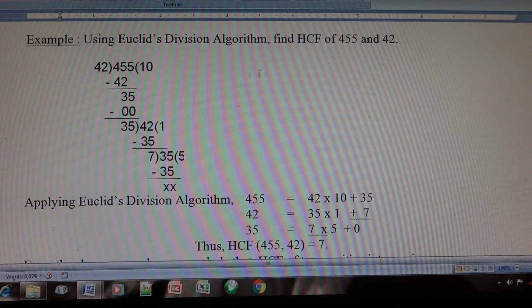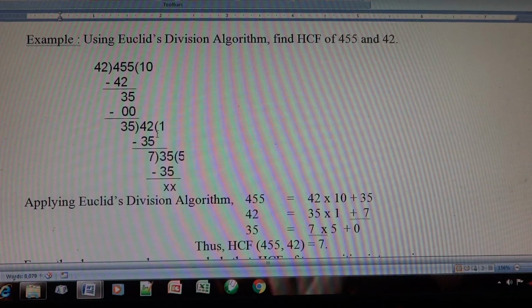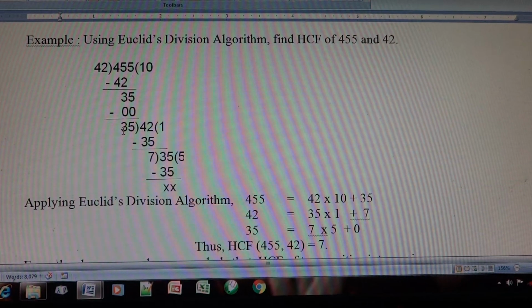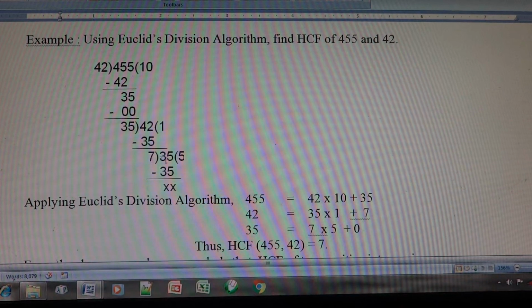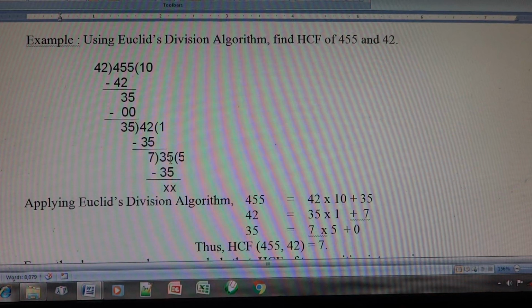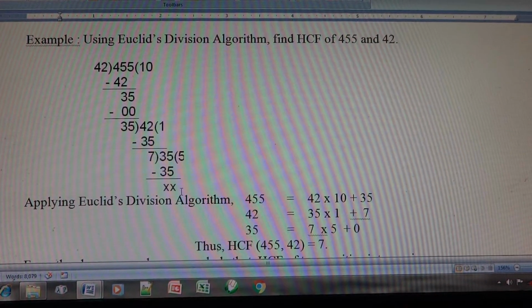So 455 is divided by 42 in the first step. The quotient is 10, remainder is 35. Next step, 42 becomes the dividend, 35 is the divisor, 1 is the quotient and remainder is 7. The last step, 35 is the dividend, 7 is the divisor, 5 is the quotient, remainder is 0.